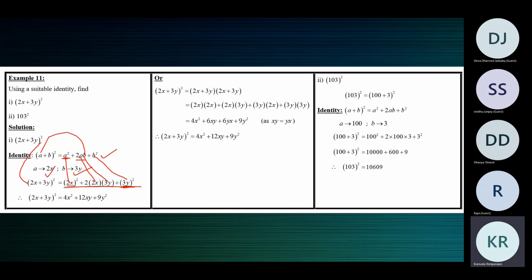Now simplify. Write this again as it is. 2 square is 4. x square is x square, so 4x square. 2 into 2, 4. 4 3s are 12, so 12xy. 3y the whole square, so 9y square.